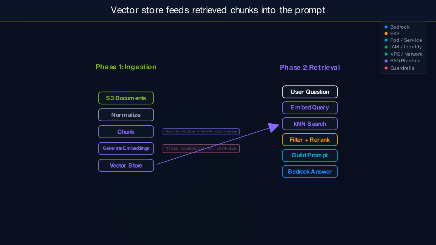Next, the worker generates embeddings. Amazon Titan Text Embeddings v2 produces 1024-dimensional vectors by default. For cost efficiency, you can use binary embeddings, reducing memory by up to 32 times with minimal quality loss. These vectors go into OpenSearch Serverless as your vector store.